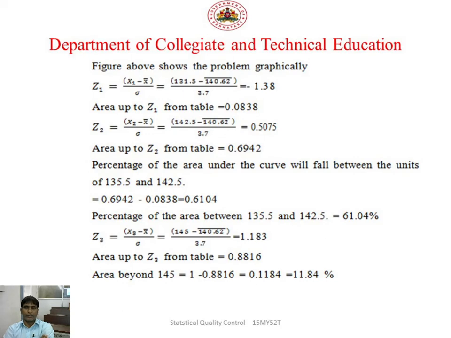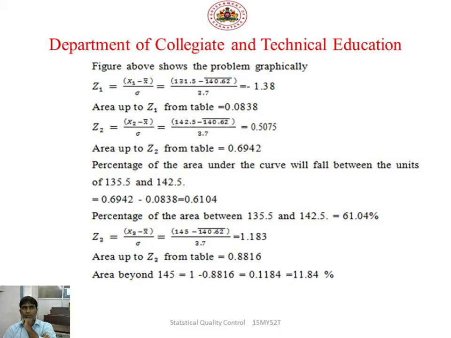Here from the figure, you calculate z1. Z1 is equal to x1 minus x bar divided by sigma. He has given three values, so I am taking x1, x2 and x3. x1 is 135.5, x bar he has given 140.62, divided by the standard deviation 3.7. So you get the value of z as 1.38.